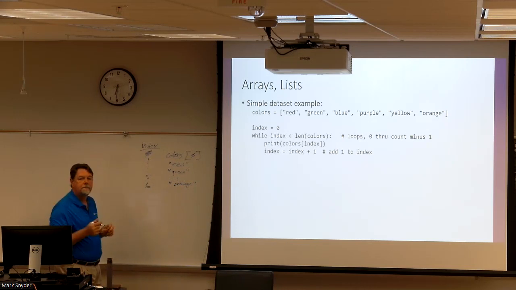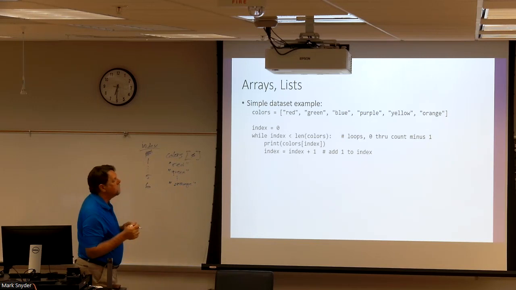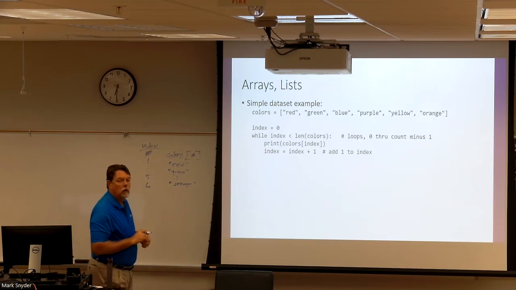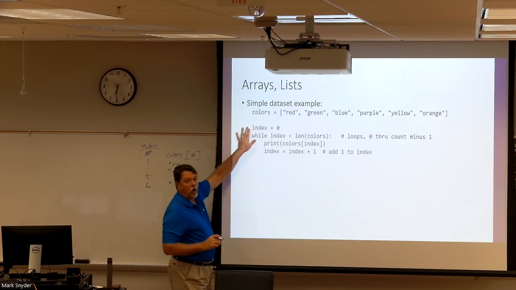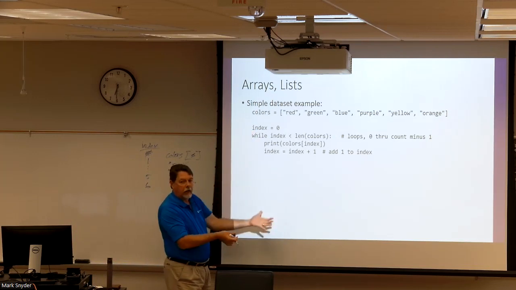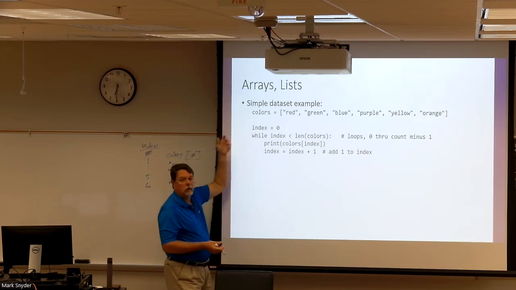Yeah. So where it says index equals 0, that just sets it for the first one, the red. Yep. Red is 0. That's the first. Correct. I mean, literally, all it does is put the value 0 into a variable called index. That's all this is doing.